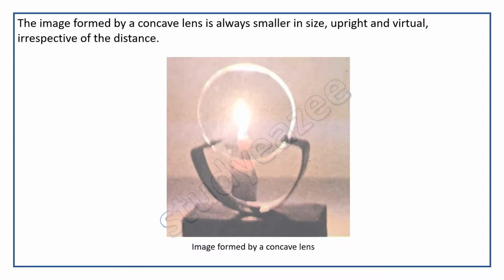The image formed by a concave lens is smaller in size, upright and virtual, irrespective of the distance of the object and the lens. So it can never be obtained on a screen, it is always virtual.